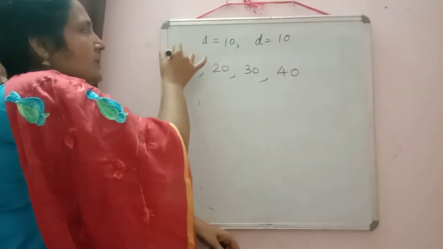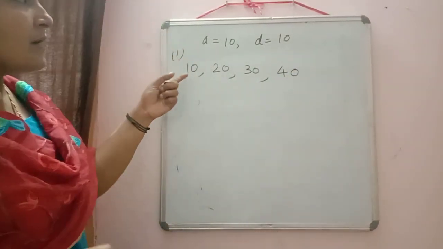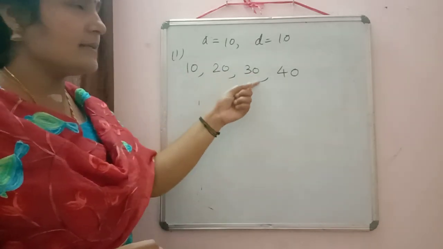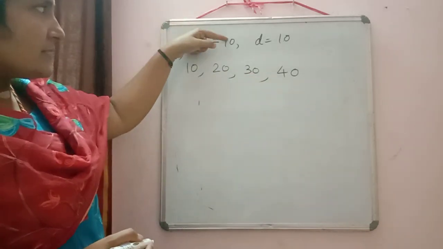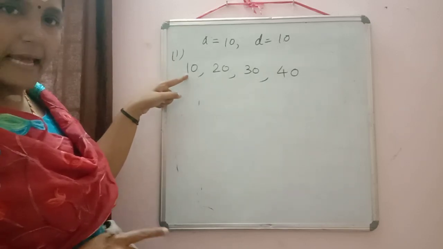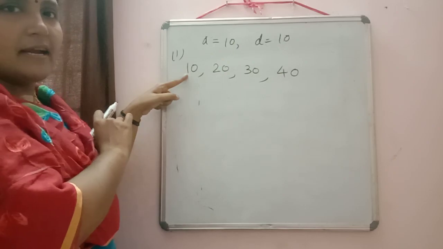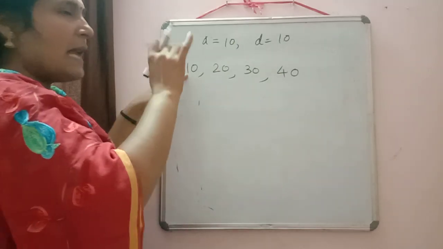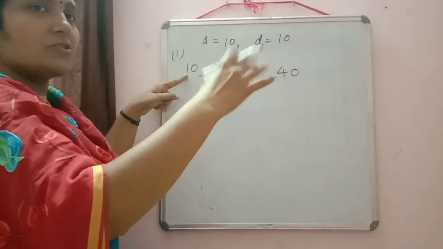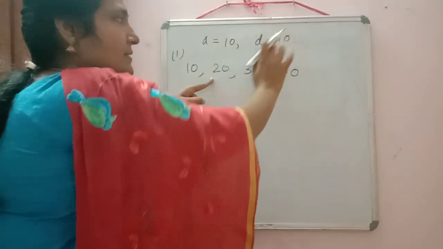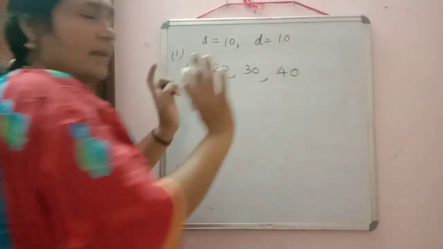So the first question is over. We got the 4 terms of the AP as 10, 20, 30, 40. First we wrote the first number 10 which was given in the question, and since the common difference is given as 10, we add 10 to the previous number to get the next number. 10 plus 10, 20. 20 plus 10, 30. 30 plus 10, 40.